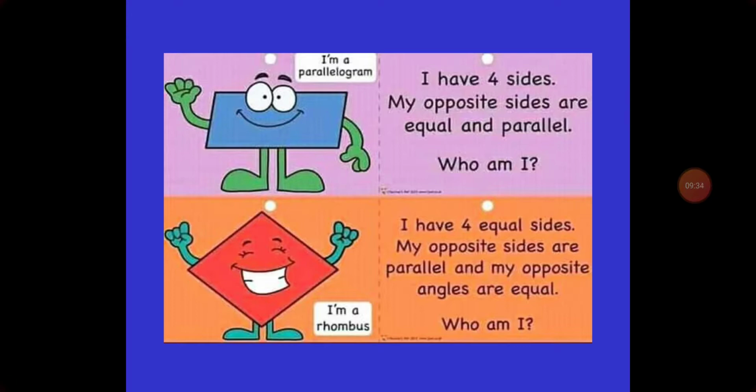All right, and the next one is I have 4 equal sides. My opposite sides are parallel and my opposite angles are equal. Who am I? Well, this is a rhombus. You are a rhombus.